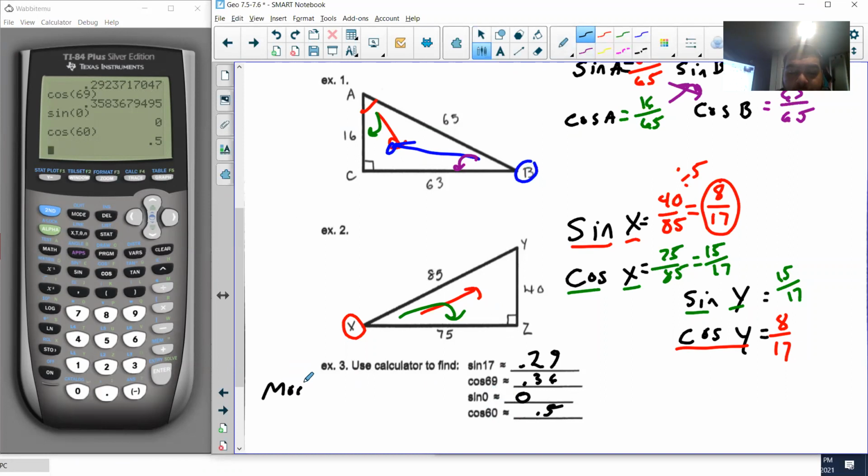Remember, mode, then degree. Mode, then degree. Does anyone have any questions with the calculator? I know not everyone might have the TI-84 with them right now, but your phone calculator should be able to do it also if you rotate it horizontally.